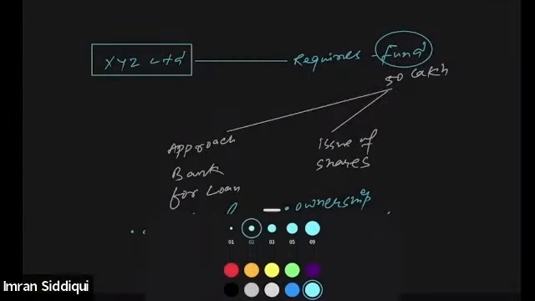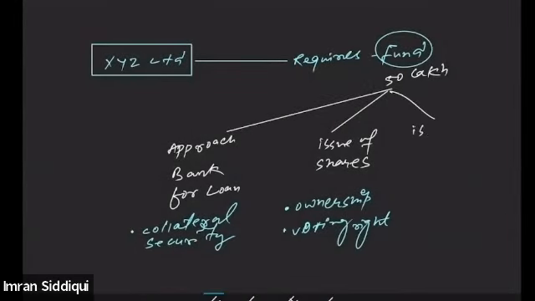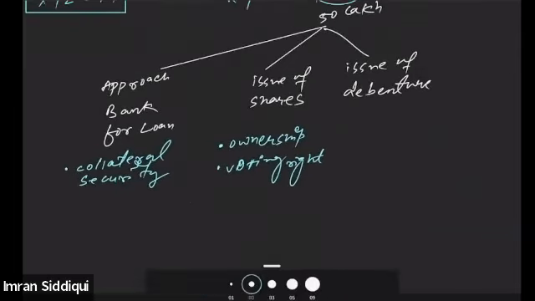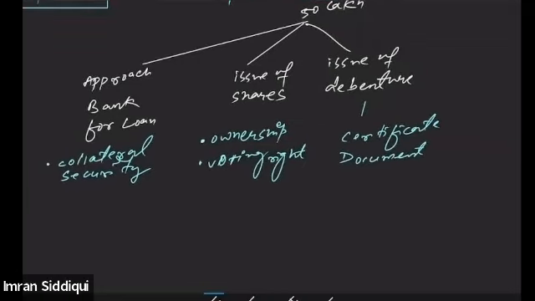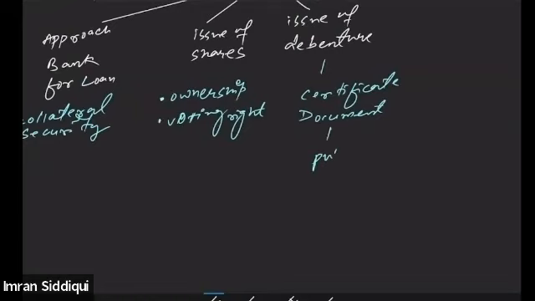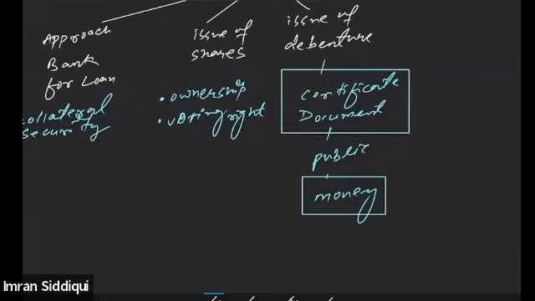The third option that the company may also opt for is issue of debenture. Company may raise this amount by issuing debentures. So what are debentures? Debentures are a kind of certificate. It is a certificate, or you can also call it a document, which can be given to the public, against which the public will give money to the company. So the certificate that the company issues to the public in order to raise this amount from the public, this is called debenture.